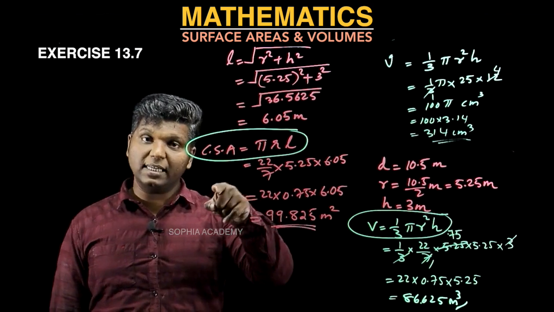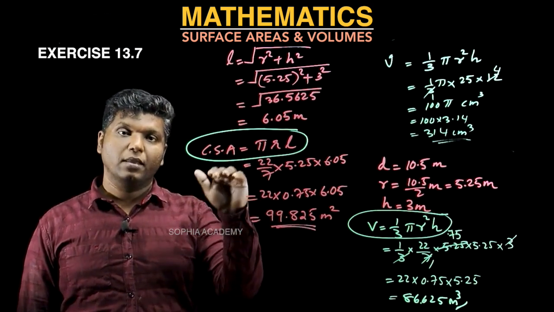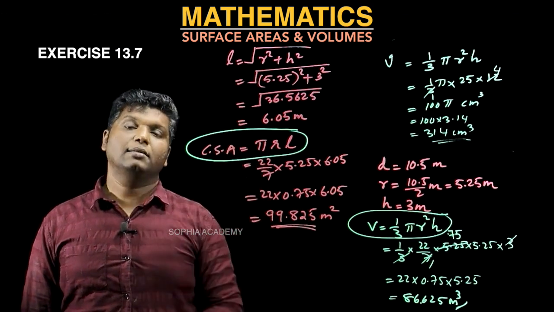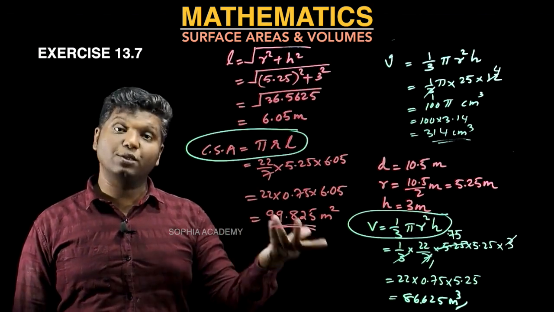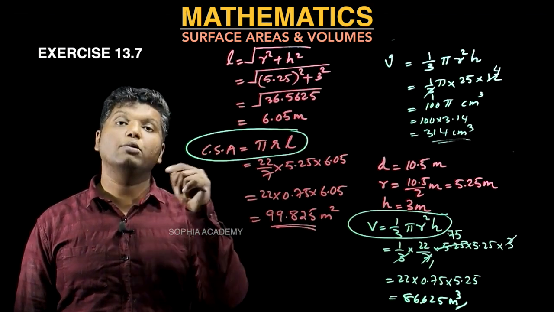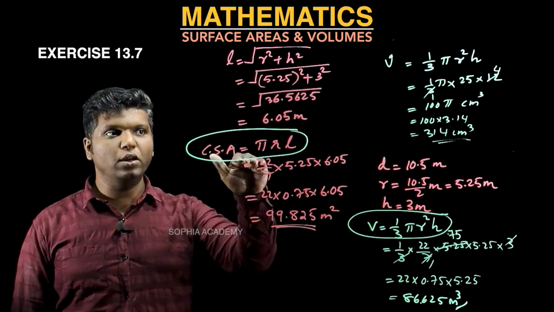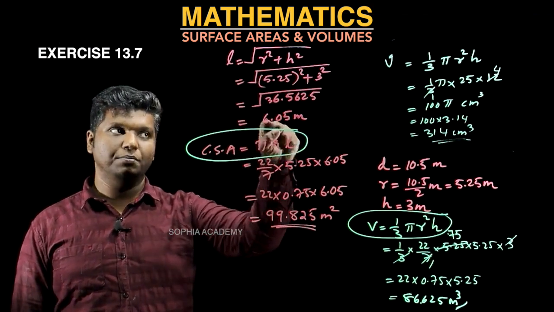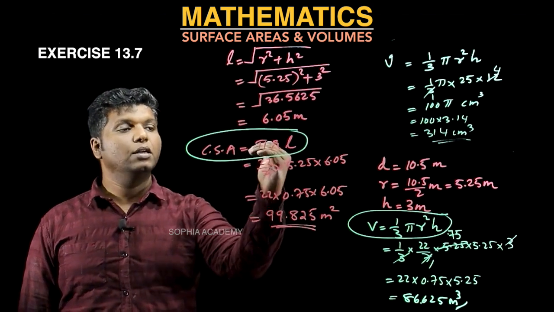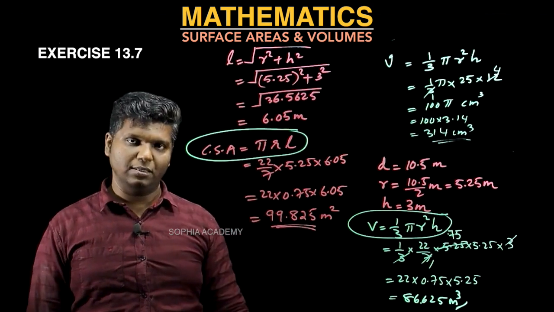Then the second thing, CSA, is the same. Radius and slant height. We will think whether the radius is given. Yes, it is. What about slant height? It's not given. So what's the next thing? You have to find the slant height, and only then will you come to this step. That's why we have written this step here. We found the slant height, and then we are just substituting that to come to the final answer.